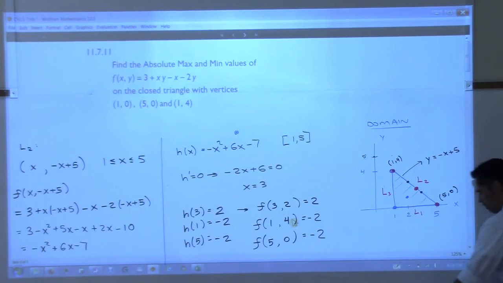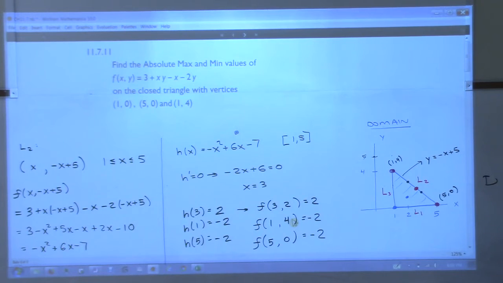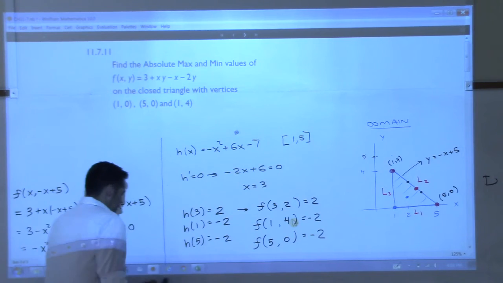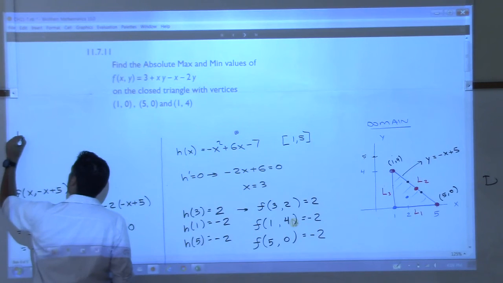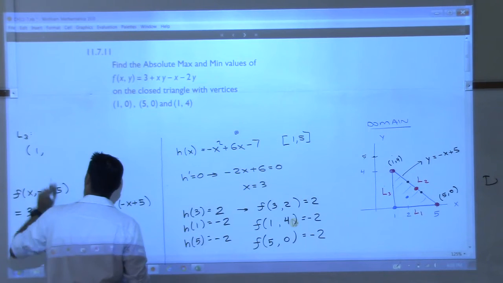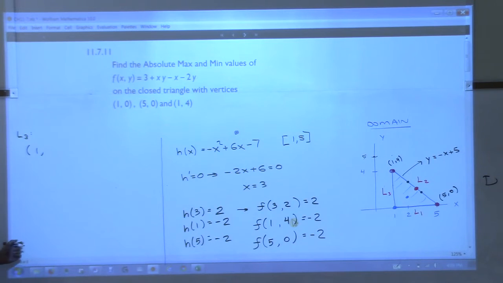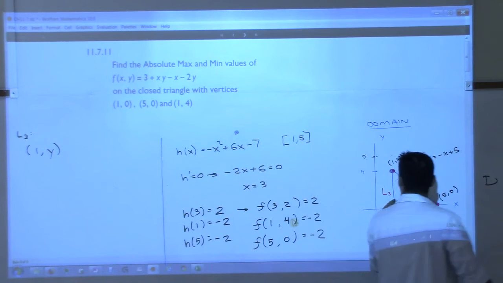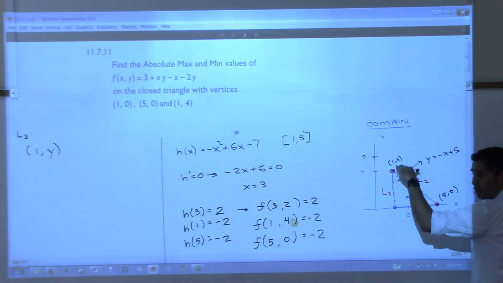We still need to go along L3. All right, L3. So what's nice about L3? Yeah, it's a vertical line. So the x-coordinate is 1, yes, thank you. And then the y-coordinate, what's the y-coordinate? It's whatever y is, right? Any point along here, the x is 1, the y is between 1 and 4.